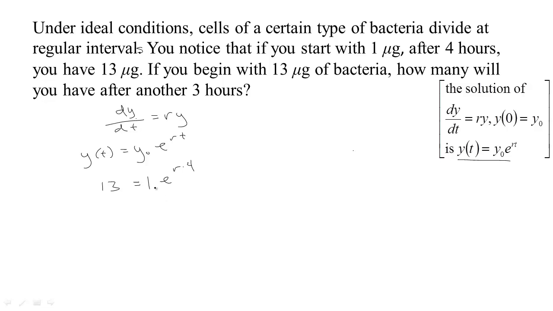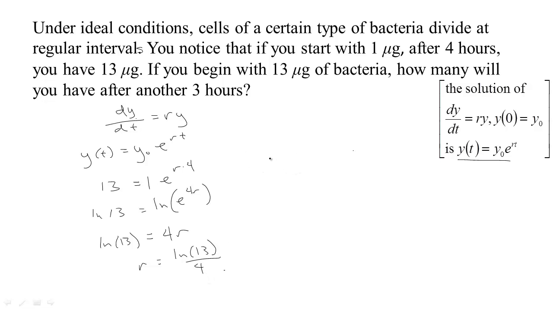So if you start with 1 microgram, then y naught is 1, and if you wait 4 hours, the formula that tells you how many bacteria you have in the future should turn out to be 13. We can use that to solve for r. The first thing I'll do is take the natural log of both sides. Since 1 times e to the 4r is just e to the 4r, I'll take the natural log of that. This is the exponent you put on e to get e to the 4r, which is obviously 4r. So the natural log of 13 equals 4r. So now we know our constant r is the natural log of 13 over 4.